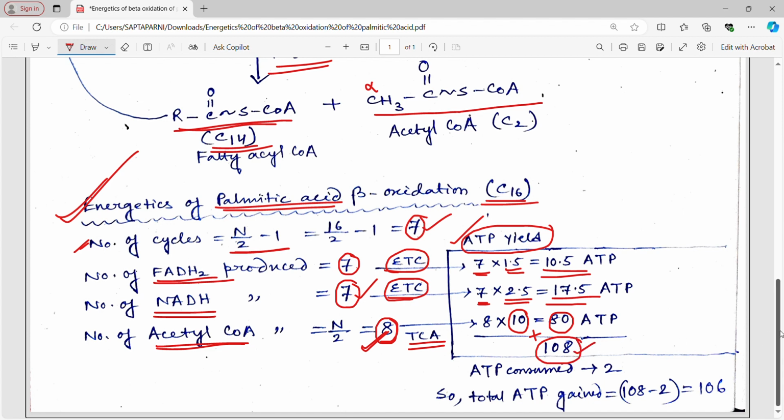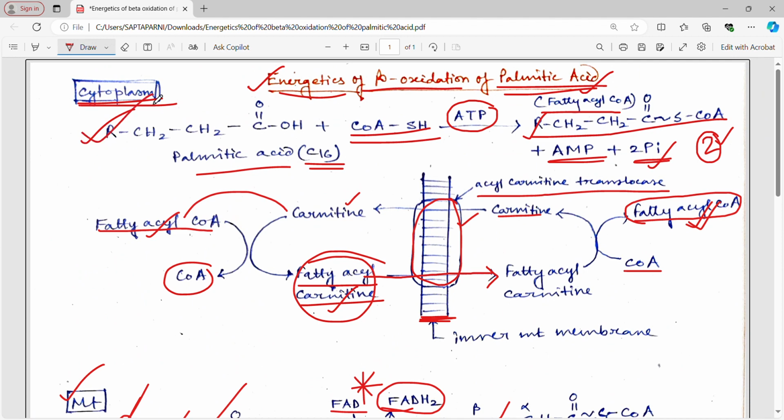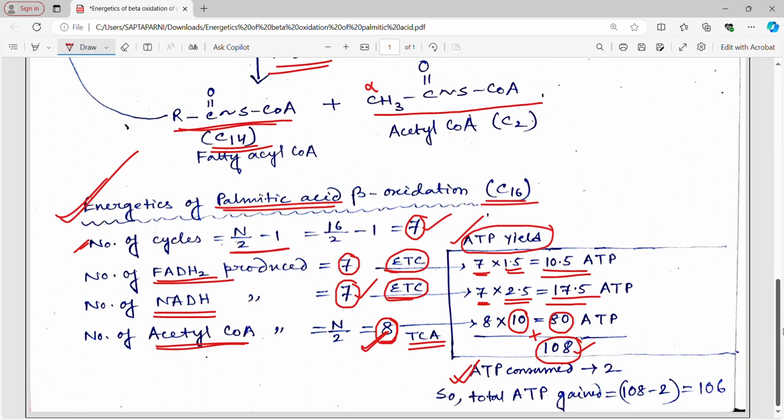Now remember that in the first step, where the fatty acid was activated into its acyl CoA form in the cytoplasm, 1 molecule of ATP is used, but 2 high energy phosphate bonds were consumed. That is why we consider this step as 2 molecules of ATP consumed. So what will be your total ATP gained? Obviously 108 minus 2, that will be 106. So your answer will be 106.